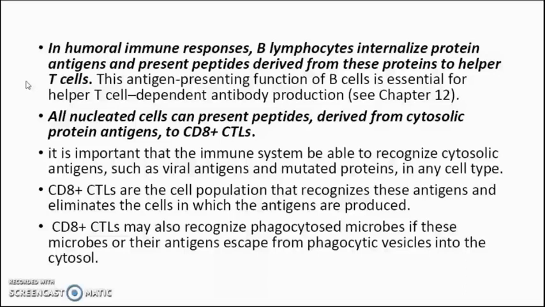All nucleated cells can present peptides derived from cytosolic protein antigens to CD8 cytotoxic T lymphocytes. It is important that the immune system be able to recognize cytosolic antigens such as viral antigens and mutated proteins in any cell type. CD8 cytotoxic T lymphocytes are the cell populations that recognize this antigen and eliminate the cells in which the antigens are produced. CD8 cytotoxic T lymphocytes may also recognize phagocytosed microbes if these microbes or their antigens escape from phagocytic vesicles into the cytosol.